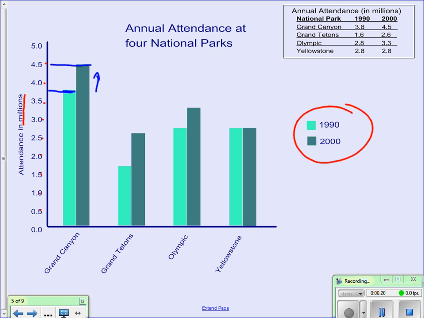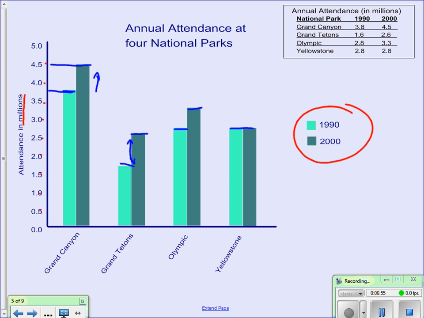We get asked questions like, which park had the greatest increase from 1990 to the year 2000? So now we're looking for which one of these is the biggest jump from 1990 to 2000. These ones are about the same. You can see right here is the farthest distance between the two of them, right? It has the farthest distance. So the Grand Tetons had the greatest increase in attendance. They had the greatest increase.